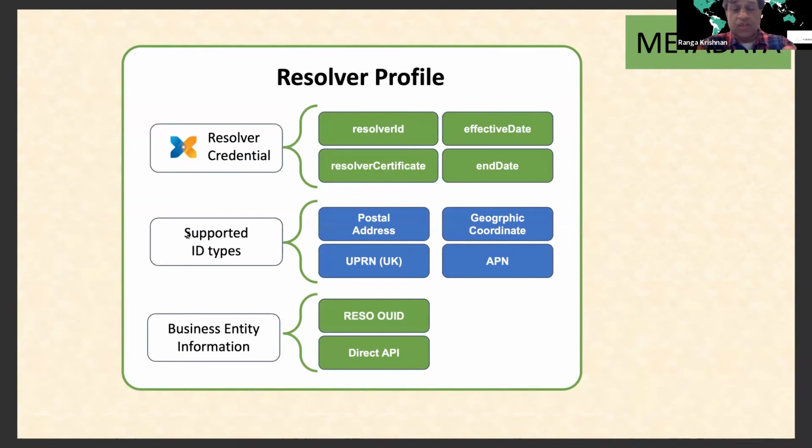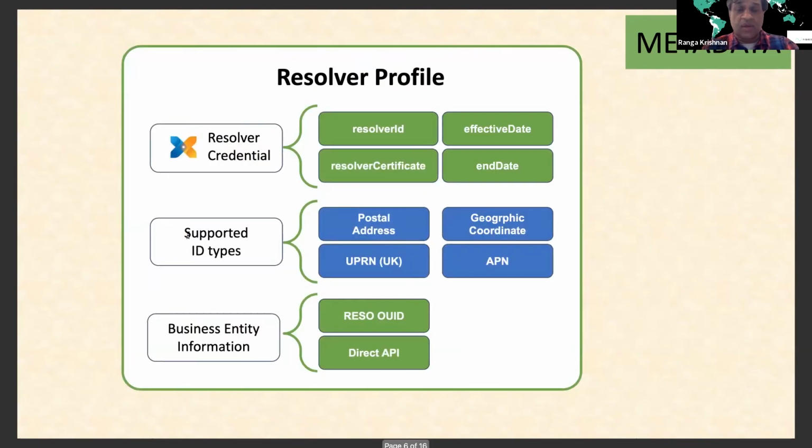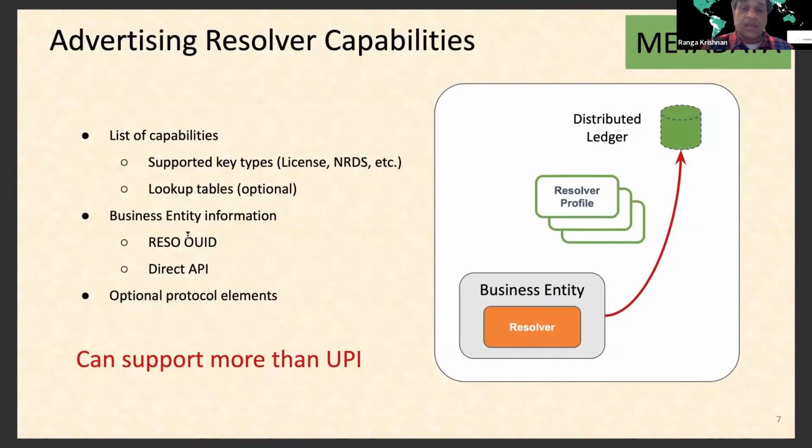The middle part shows the set of IDs that they are willing to resolve. But then also, they are credentialed by RISO to be a valid resolver. And so there are the credentials, and then their own business identity. That resolver profile needs to be advertised to the world so that people can discover it and then ask the resolver these questions. And so the question is, what is a good way to do that?